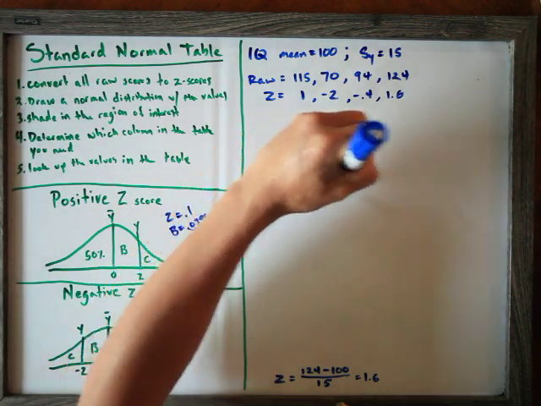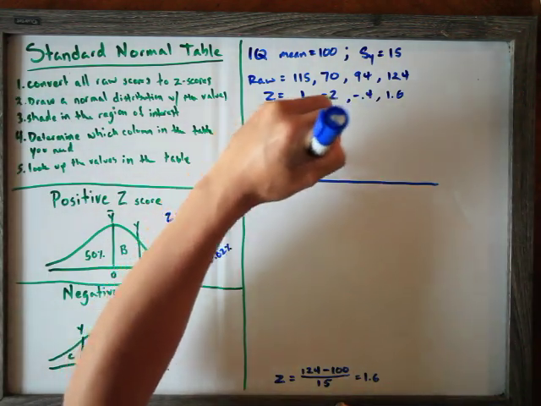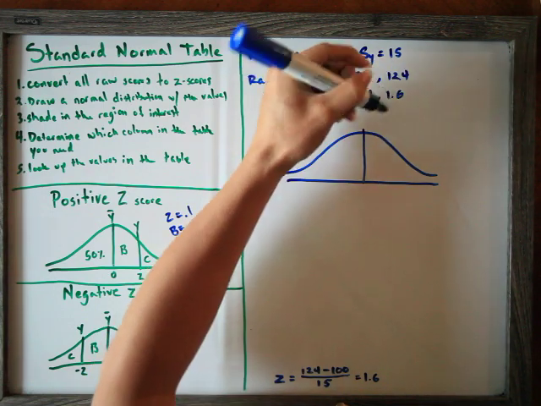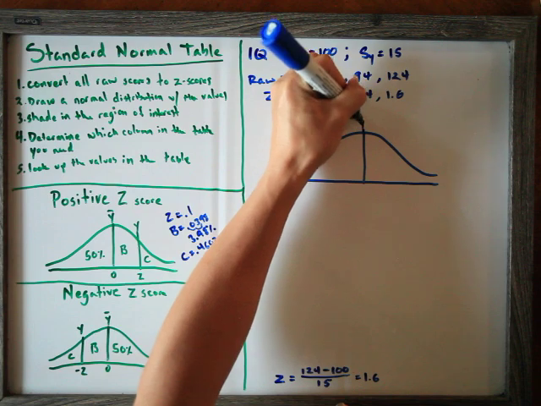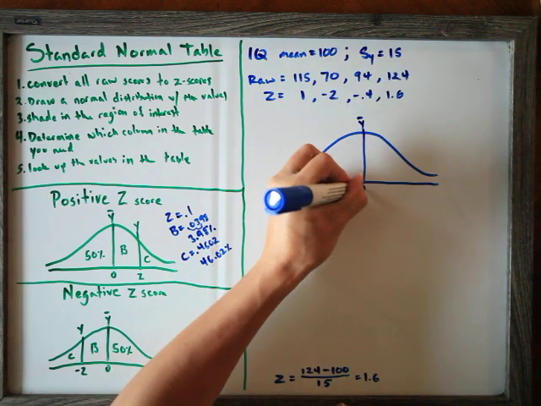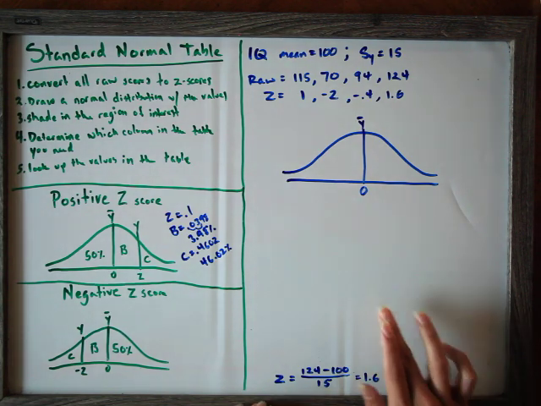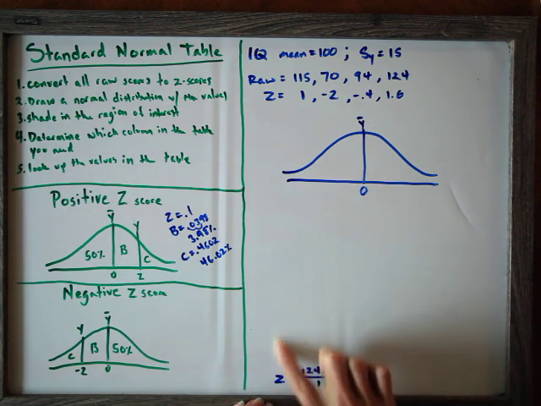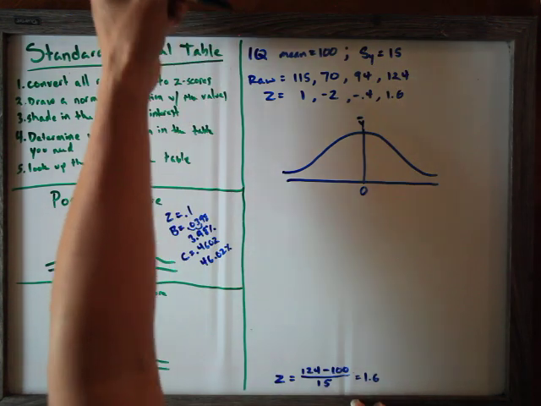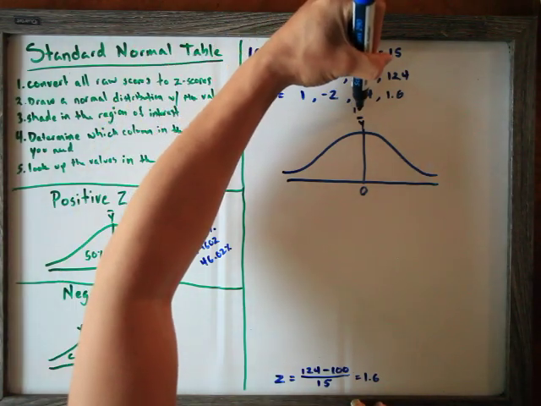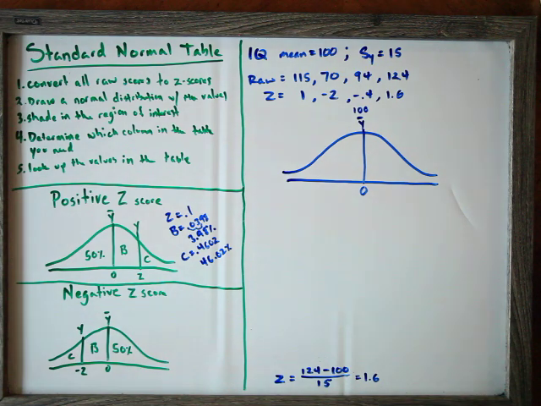Step 2 is to draw a normal distribution with the values. Okay, so here we're going to draw a normal distribution. We're always going to put a line in the middle. We're going to label that y bar, which is the mean, and it's going to have a z-score of 0. The mean always has a z-score of 0 because it is 0 standard deviations away from the mean. In our data of IQ, the mean is 100, so we're just going to write 100 above y bar.